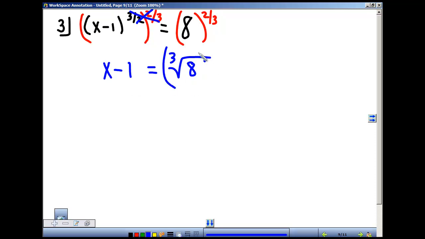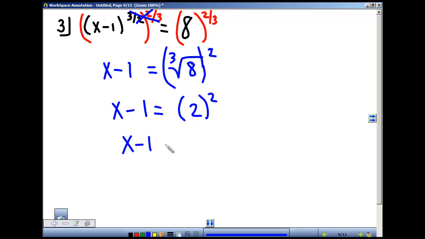I'm going to leave the 2 on the outside of the parentheses because I know what the cube root of 8 is. The cube root of 8 is 2, and 2 squared is 4. So x minus 1 is equal to 4. Adding 1 to both sides gives me x equals 5.